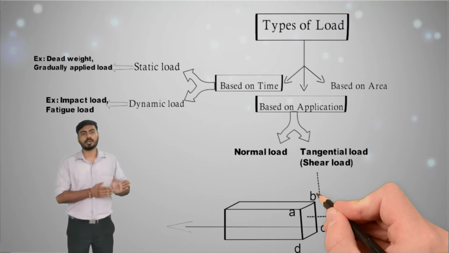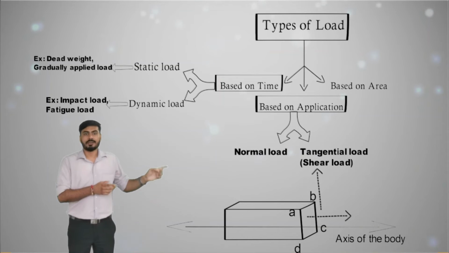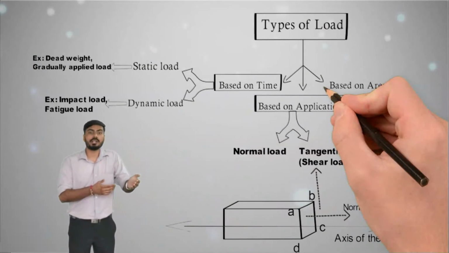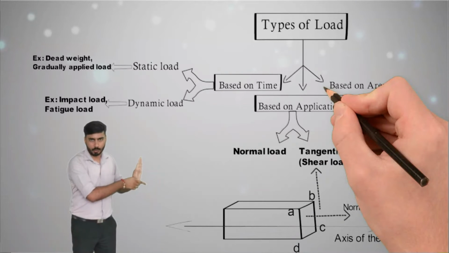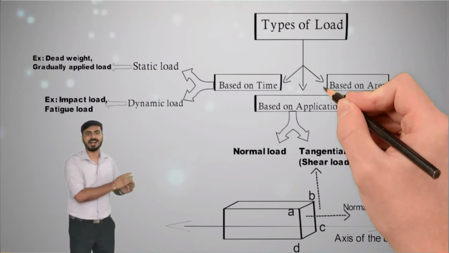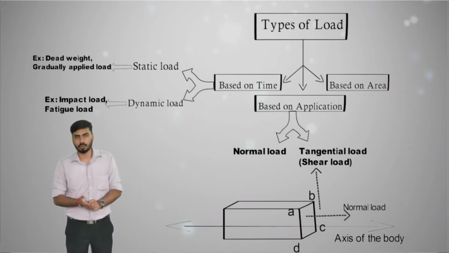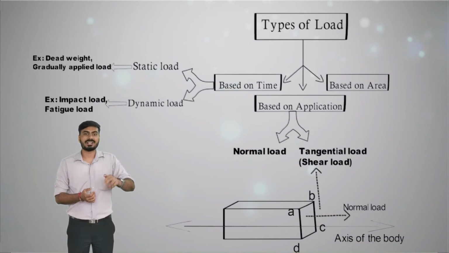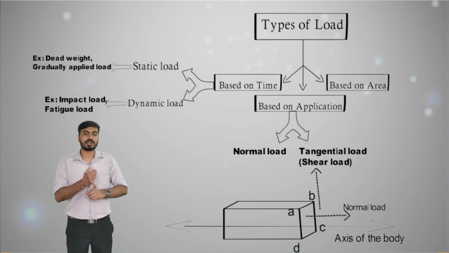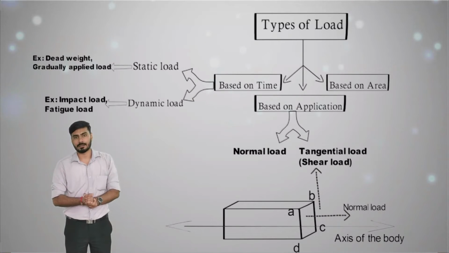So if you consider the horizontal direction, that line of action, or the direction of force, will be parallel to the axis of the body, or it will be perpendicular to the cross section area of the body. So this line of action is perpendicular to the cross section area, and that's why that type of load is known as normal load. This normal load will create normal stresses, and that's why this identification of the load is very important. Based on this identification, you will be calculating your examples.